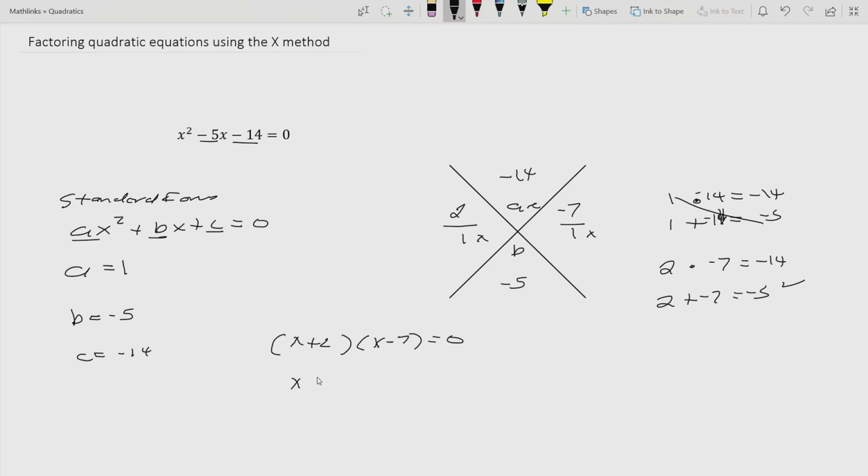Now, we can set each one of our terms equal to 0 and simply solve for x. So x plus 2 equals 0. We want to subtract 2 from both sides. So x is equal to negative 2. So one of our solutions is going to be negative 2 and 0. And then we want to add 7 to both sides. So x is equal to positive 7. So our second solution is going to be 7 and 0. And we are done.